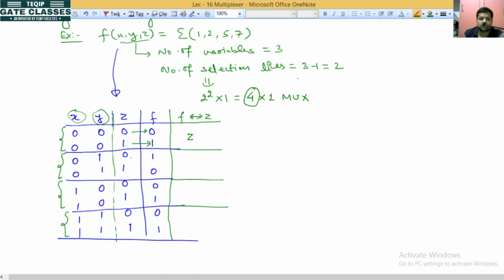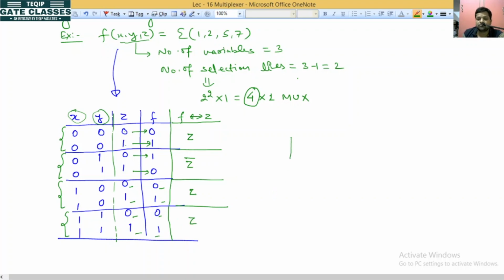Now if you go to the second pair, whatever the value of Z, the function output is the complement of that. If it is 0, output is 1. If it is 1, output is 0. So what we can write here? Z bar. The output of the function is Z bar. Now again, if it is 0, output is 0. If it is 1, output is 1. So the output will be Z. Again here, 0 0 1 1, it will also be Z.